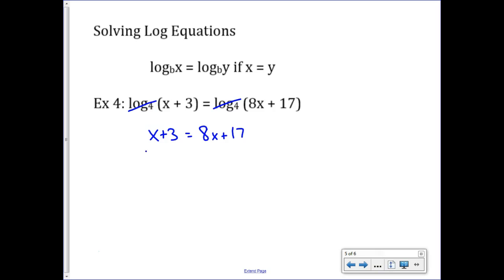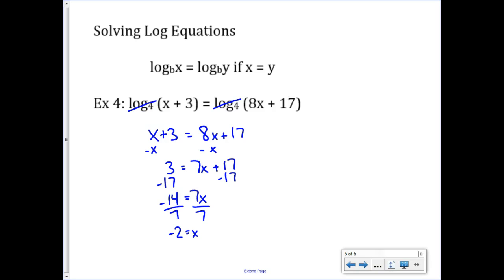So I'm going to solve this. And so I'm going to subtract x from both sides because I like to keep the x positive. So I have 7x plus 17. I'm going to subtract 17 from both sides, so I get negative 14 is equal to 7x. Divide by 7. Negative 2 is equal to x.